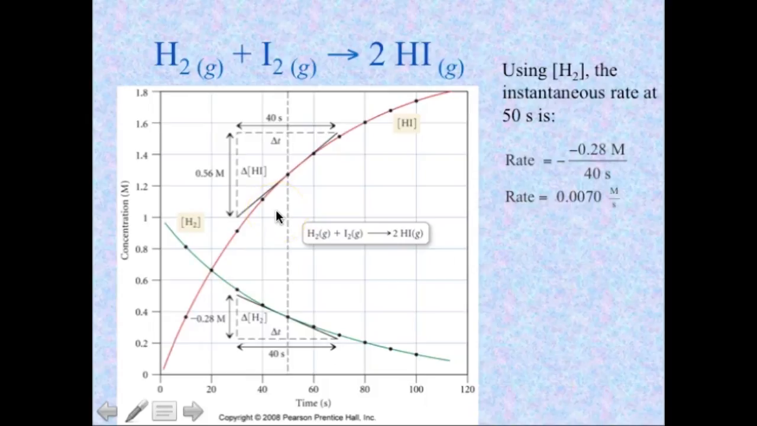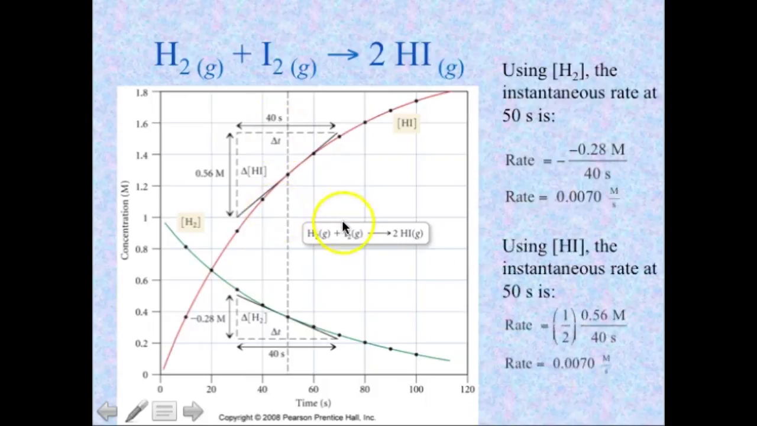Now let's do the calculation on the basis of the hydrogen iodide. Again, rise over run. This time our rise is 0.56 molar and our run again is 40 seconds. But we take 1/2 of that value to make it equal to the rate at which hydrogen is being consumed. And that rate also, therefore, based on the slope of the line tangential to a point on the curve, will be the rate both for the depletion of hydrogen and for the formation of hydrogen iodide.